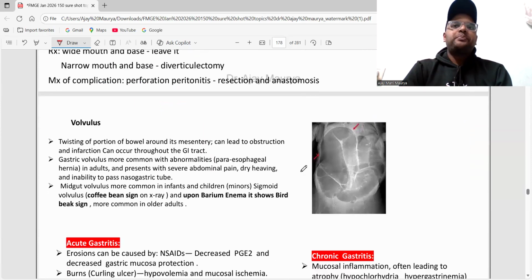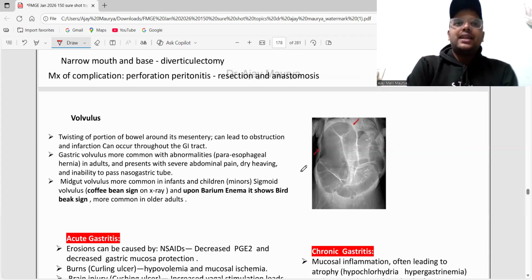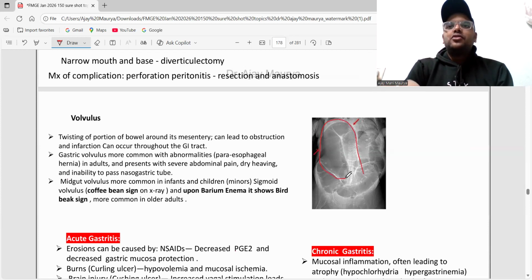Next one. Volvulus. In volvulus, there is a twisting of what? Twisting of a portion of bowel around its mesentery. So it will look like what? It's going to be a megacolon, and it is going to look like a coffee bean shape. Remember, this image is important.